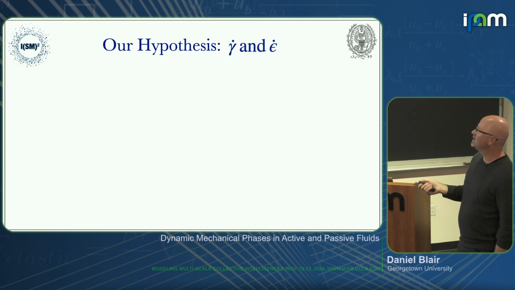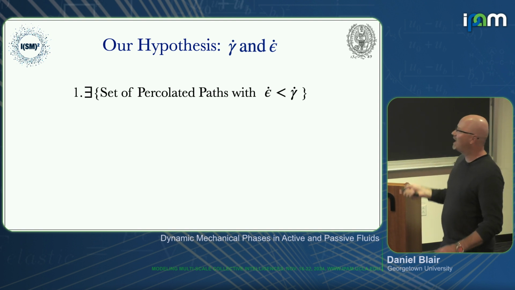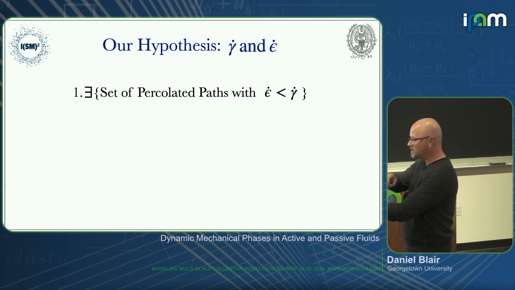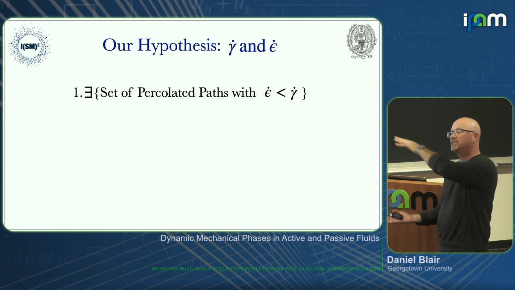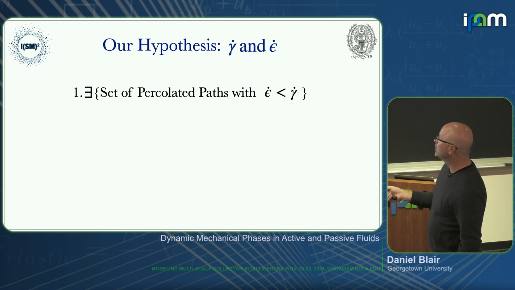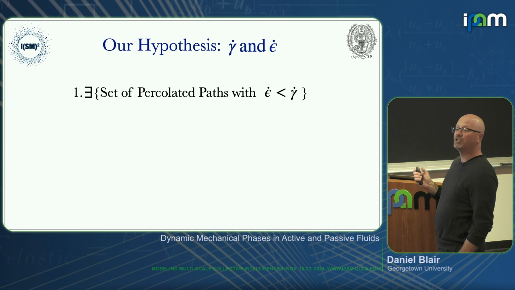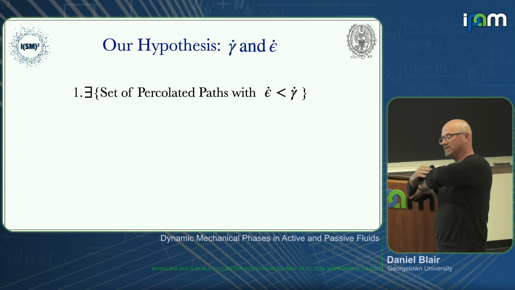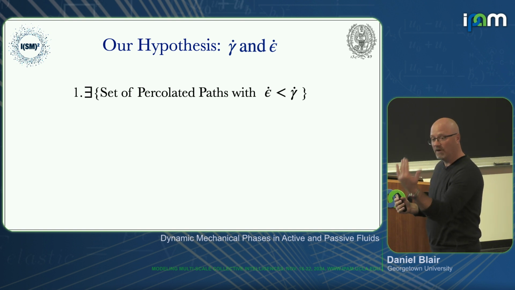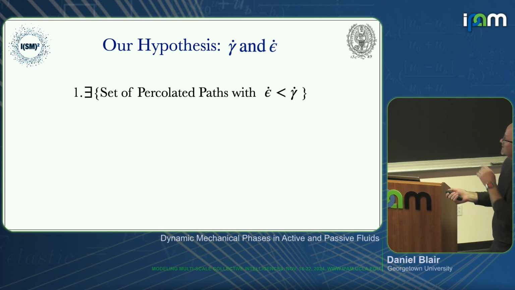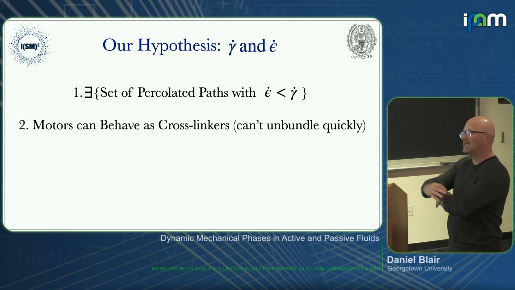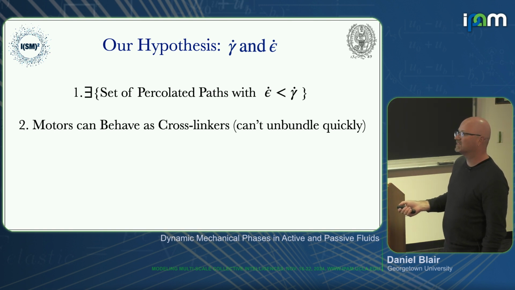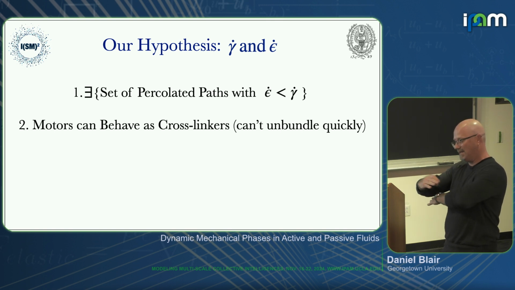Our hypothesis is the following. There's 2 rates, shear rate and unbundling rate. And I'm going to say that for my system, inside that swimming spaghetti inside of my rheometer, there exists a set of percolated paths. Those are just ones that touch the bottom and touch the top, where their local unbundling rate is slower than the shear rate. So what you would imagine is I'm shearing it, and these things can't fall apart on their own as a function of how they're being sheared, or set by this rate. So I can't get them apart fast enough. And the motors, those things that connect those microtubules together, they behave as a solid crosslink between the bundles, so I can't get them apart.